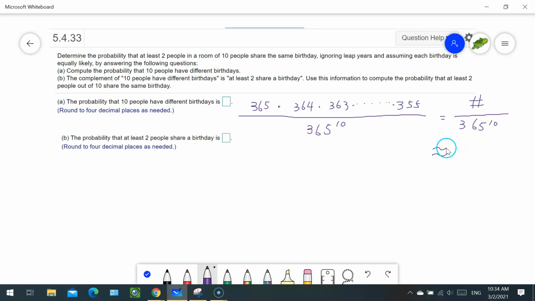So when you run it, it will give us approximately 0.8831. The question asks you to round to 4 decimal digits, so you keep the 4 places after the point. Now, the numerator here is a big calculation. As you can see, the numbers are in decreasing order, right? So they start from 365, 364, 363, 362, and just keep going down until 355.